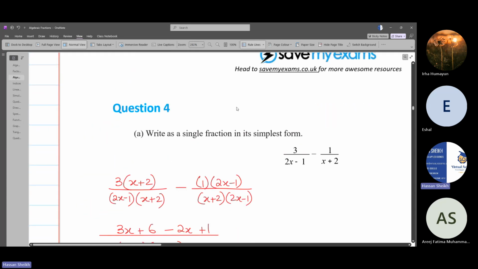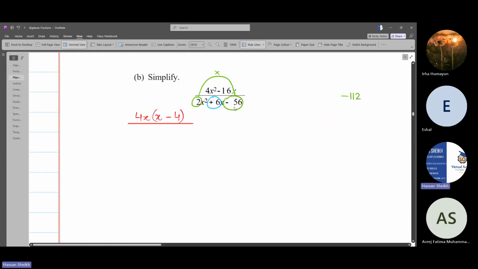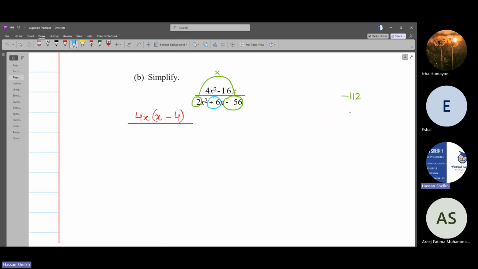Sorry for the interruption. Okay, so we look for the middle value that is plus 6. Now, Arij, we need to find two numbers that would multiply to give minus 112. And when they would be added, they would give a sum or a difference of plus 6. Now, how to do that? You can use your calculator. Find two numbers with a difference of 6 and they multiply to give 112.